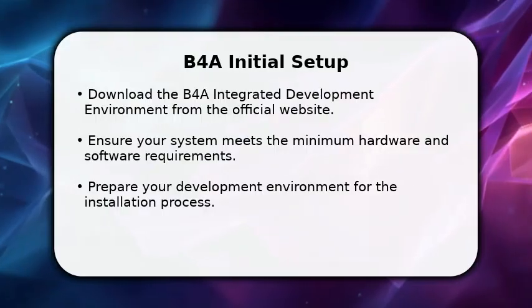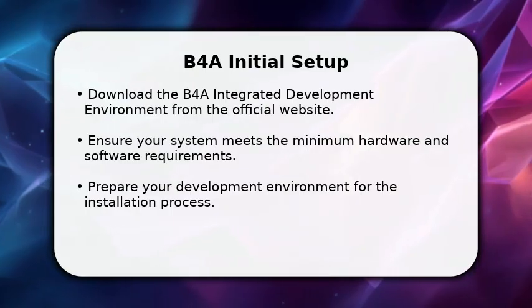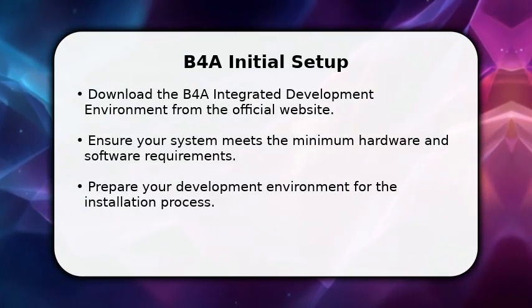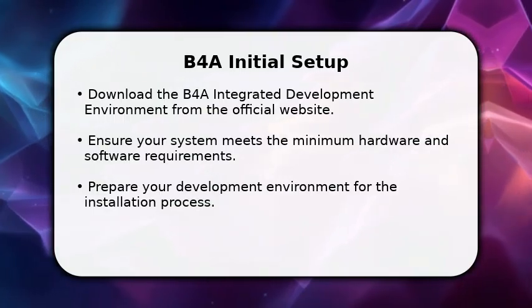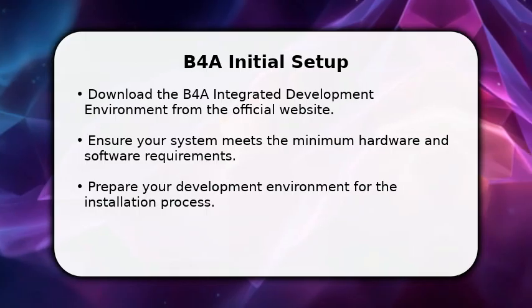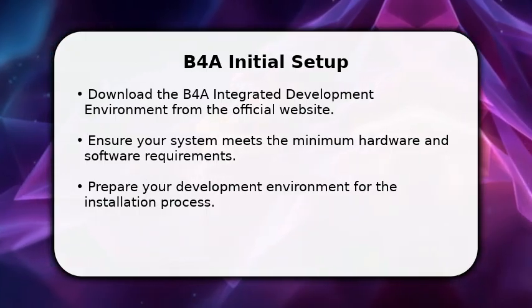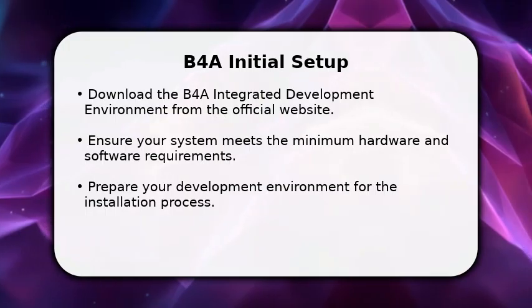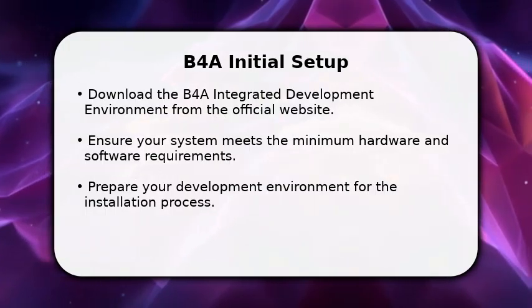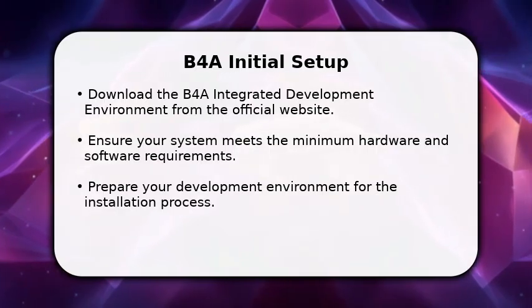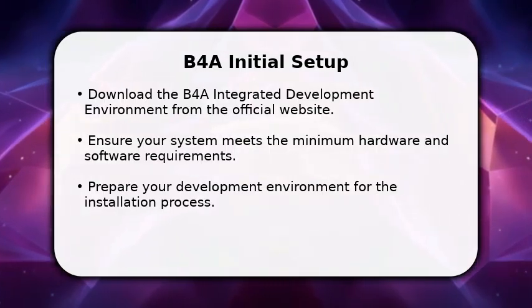In this video, I will explain how to set up B4A. Getting started with B4A is a straightforward process that begins with downloading the main development environment. You'll want to visit the official website to get the latest stable version. Before you install, quickly check your computer's specifications to ensure it meets the minimum requirements for smooth operation. This initial step lays the groundwork for all your future mobile application development.